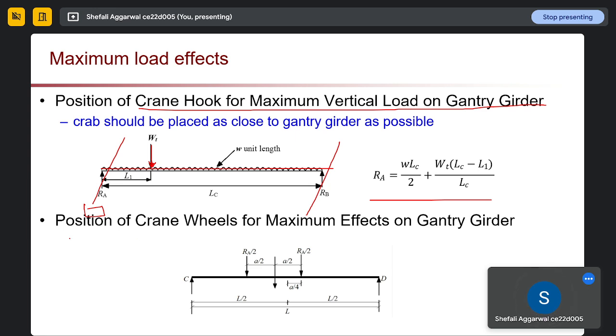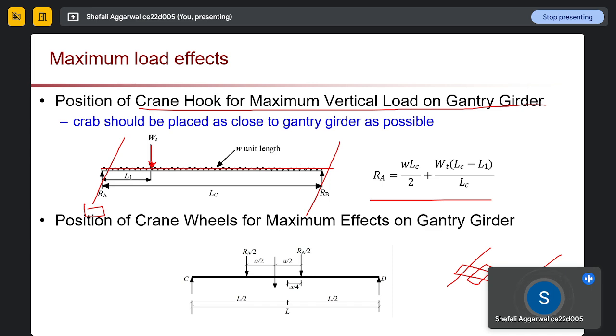Second thing is, for the maximum effect on gantry girders, what should be the position of our crane wheels? Let's see if I can draw it. Our crane will be like this. These are our two gantry girders. This is our crane and this is our trolley.